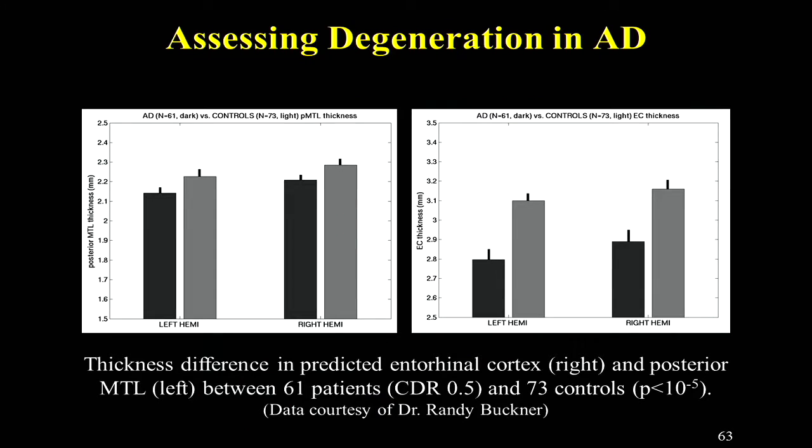And so we can do the same thing we did before. We can take these and we can map these to in vivo subjects. So this is a study we did with Randy Buckner. So these are the clinically mildest in vivo Alzheimer's subjects. They're a clinical dementia rating of 0.5, so they're very mild.